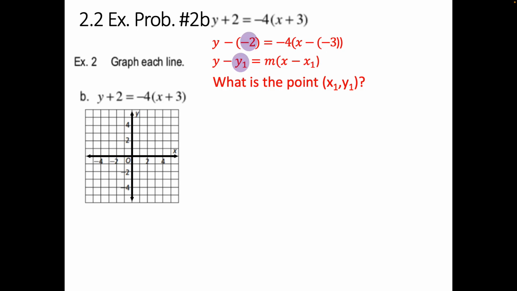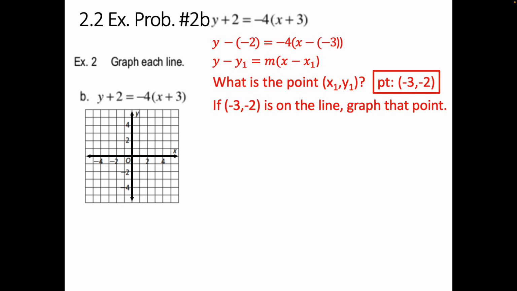So we know what our equation is. If the x point is negative 3 and the y point is negative 2, then the point is just going to be negative 3, negative 2. So if we know that the point negative 3, negative 2 is on the line, then we need to graph that point. If it's on the line, then we need to graph it. So we go over to our graph and go to x negative 3 and y negative 2, and there it is. So now we have a point on the graph, and this is kind of similar to what we did the last lesson where we had the y-intercept.